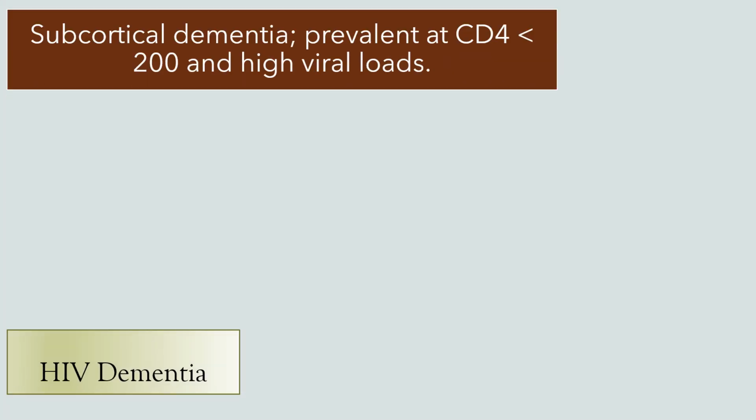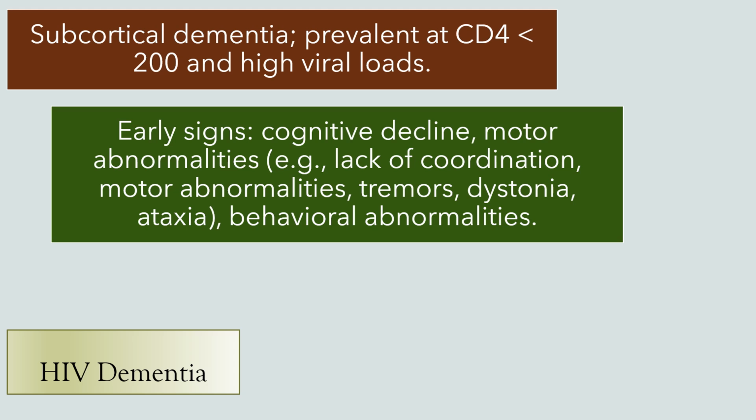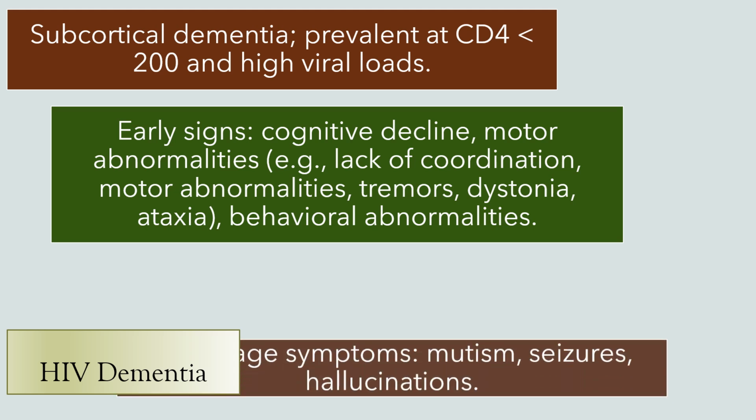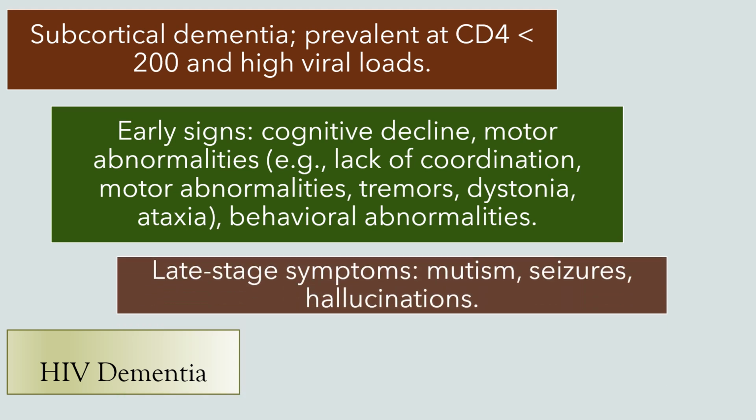HIV dementia. Subcortical dementia, prevalent at CD4 less than 200 and high viral loads. Early signs: cognitive decline, motor abnormalities like lack of coordination, tremors and dystonia, ataxia, and then behavioral abnormalities. Late stage symptoms: mutism, seizures, and hallucinations.